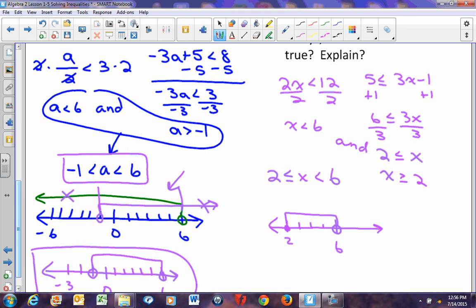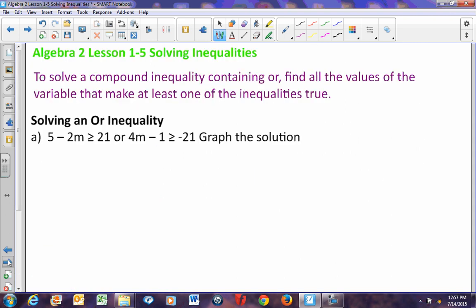So you could write it this way, or you could write it as x is less than 6 and 2 is less than or equal to x, or x is greater than or equal to 2. Doesn't matter. I prefer it written compound because it's easier to graph, but if you prefer to write the other way, then it's fine. Alright, now if we're looking for the OR equations, you're finding all the variables that make at least one of the inequalities true. It doesn't have to make them both true simultaneously. It's just one or the other.